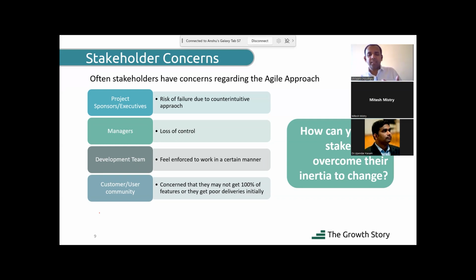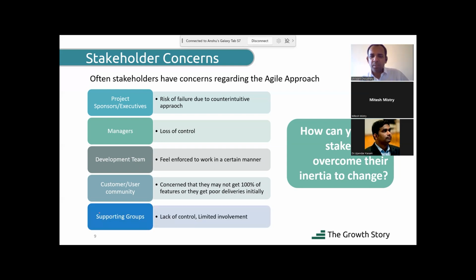So in your interactions with the customer, you need to acknowledge the fact that customers are also not feeling very optimistic about the project, especially at the start of the project. Other supporting groups, think about auditors, they also feel a lack of control and lack of involvement, because now it is all self-organized and the team is self-empowered. Think about compliance documentation. There are two ways to do it, at the end or as we go.